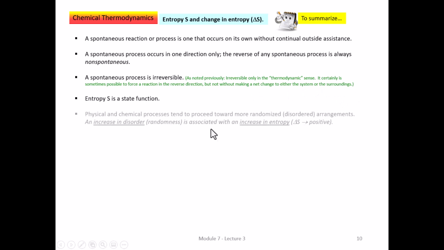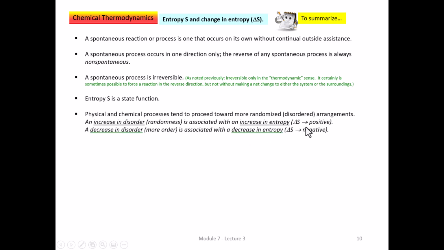Entropy is a state function. Physical and chemical processes tend to proceed toward more randomized or disordered arrangements. An increase in disorder or randomness is associated with an increase in entropy, delta S being positive. A decrease in disorder, or in other words more order, is associated with a decrease in entropy, delta S being negative.